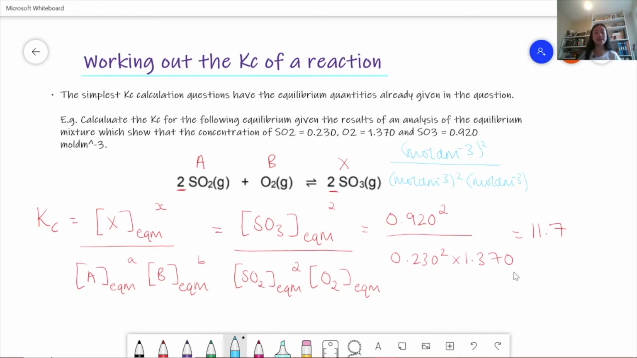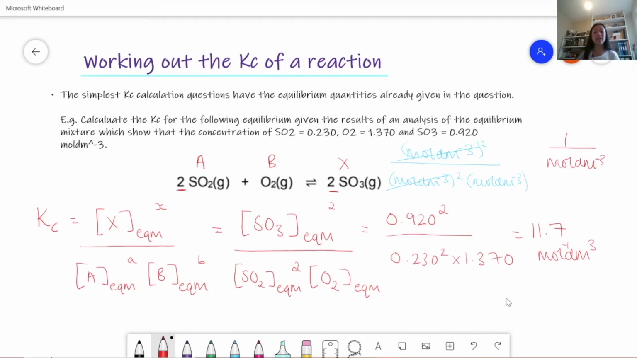And so then we cancel. So I know that I can cancel this with this. And then we're just left with 1 over a mole per decimeter cubed. And so the units for this case of Kc are mole to the minus 1 and then decimeters cubed, because we have 1 over a mole per decimeter cubed.